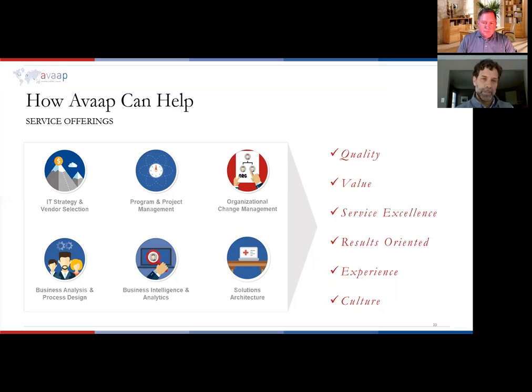Organizational change management is a huge factor in moving to the cloud because it requires a tremendous amount of change for the organization, and typically changes in roles and processes, the way things are traditionally done. So helping your people make that change is a big part of it. And then business process, business analysis, and then BI and data analytics as well too. Being able to visualize and see your data better, as well as solutions architecture. So that kind of touches on the different areas that we focus on.